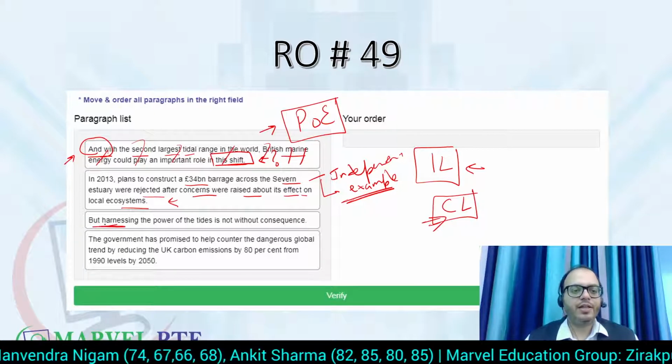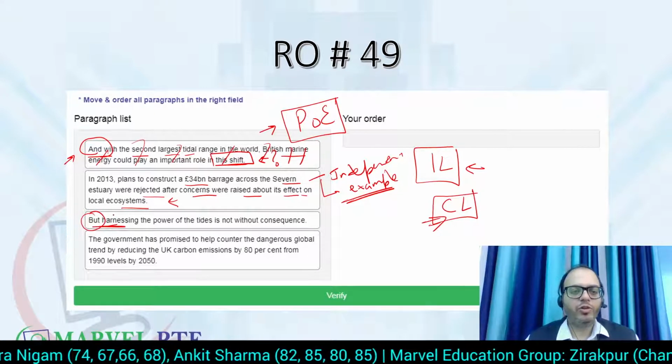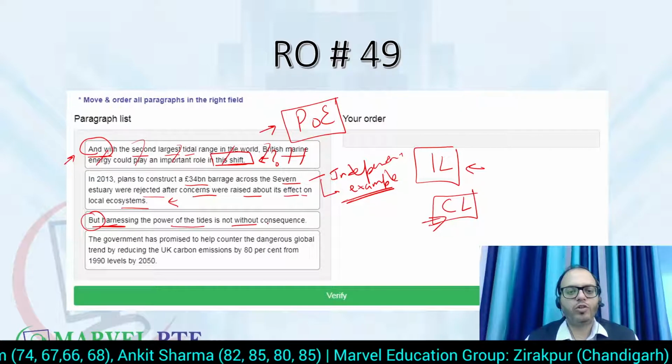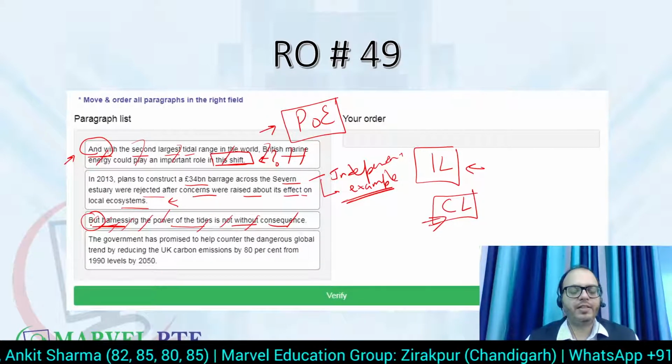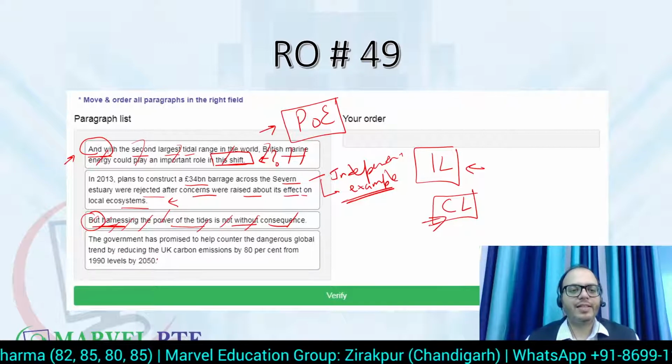But harnessing. "But" has come, which means something must have been said before. Harnessing the power of the tides is not without consequence. So that's why this cannot be your independent line either. Now let's see the next line.